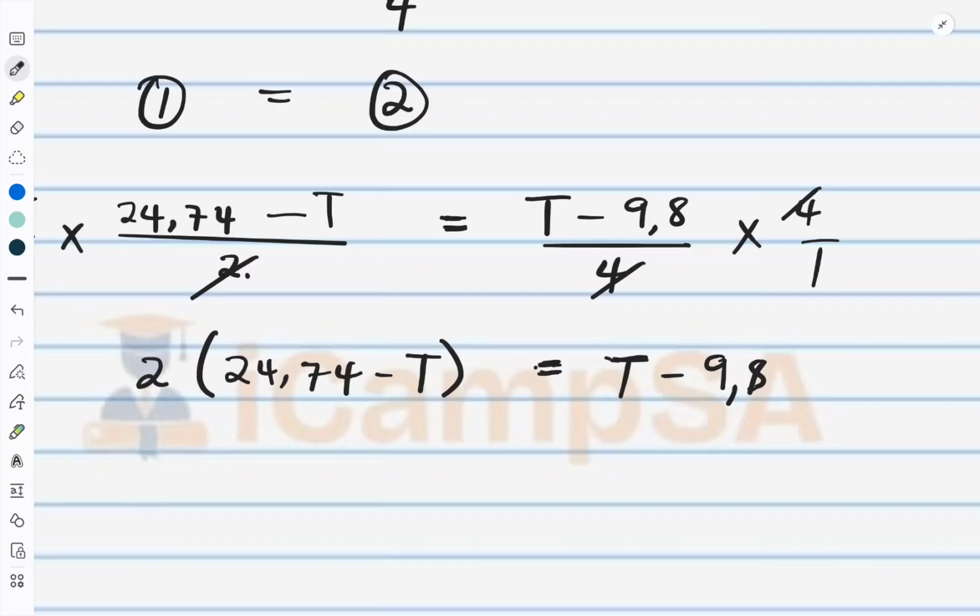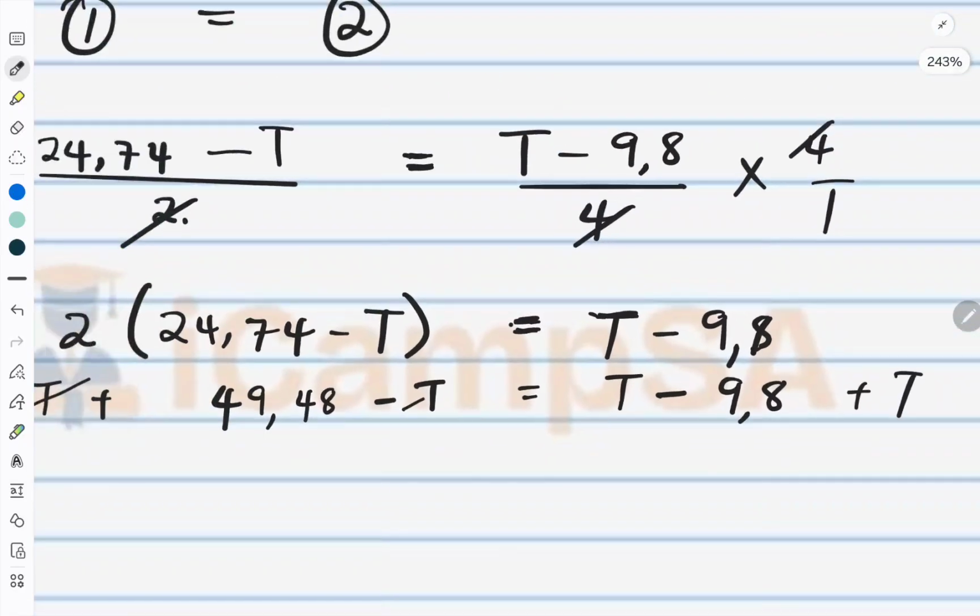Let's do 24.74 times 2. That's 49.48, okay? Minus t is equals to t minus 9.8. And then from here, you can take t this side or that side. So you can say plus t. Then this t will get rid of that t. And then on the right hand side, you'll have 2t. And then you can bring 9.8 this side as well. So you'll have 49.48 plus 9.8. And then you'll have 2t that side.